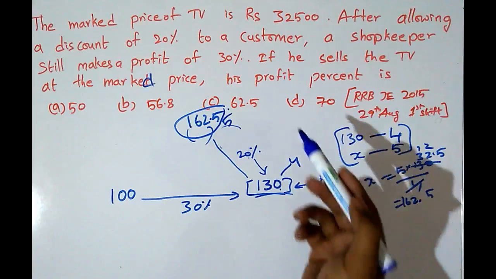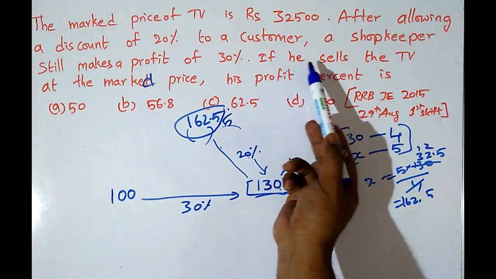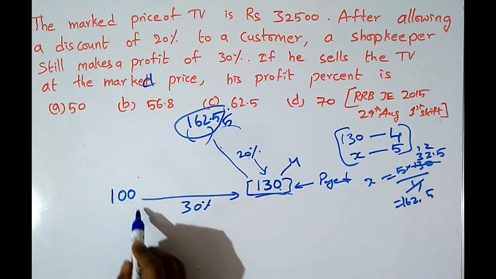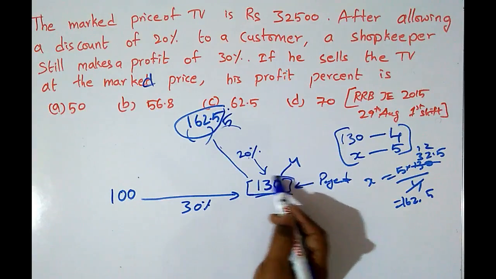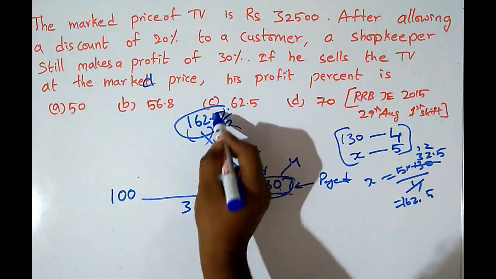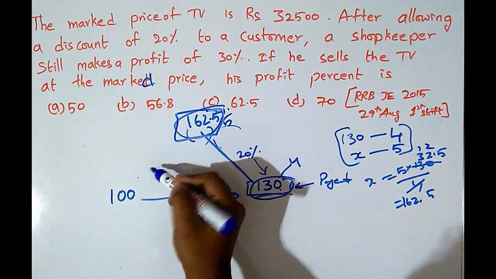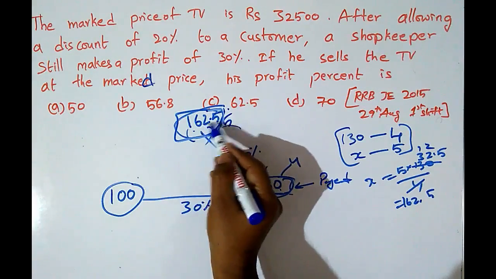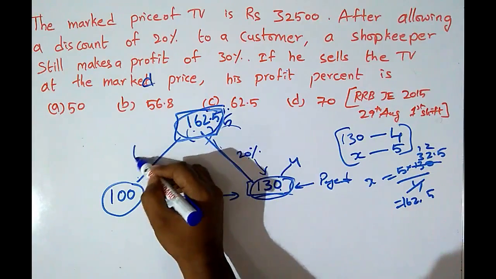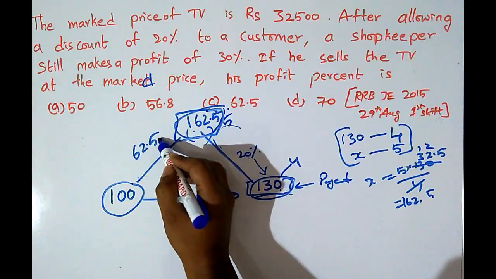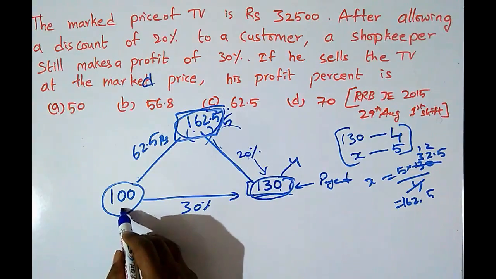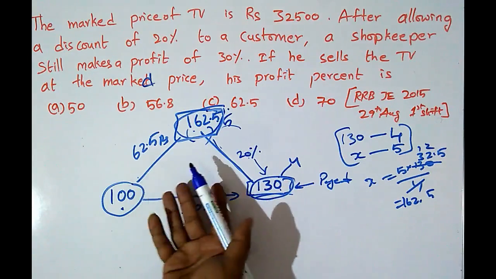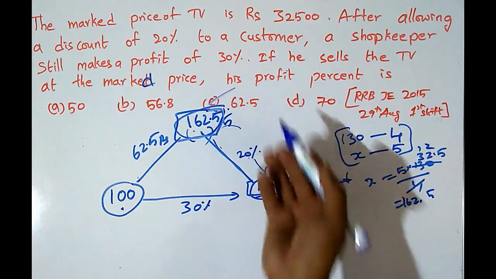See, he is asking if he sells the TV at the market price. If the shopkeeper sells the TV not for the discounted price but for the market price itself, then what will be the profit? See, the cost price is 100. If the selling price becomes 162.5, the profit becomes the difference, that is 62.5 rupees. If we consider 100 as CP, then 62.5 becomes the profit percentage, that is 62.5%. C is the answer directly.